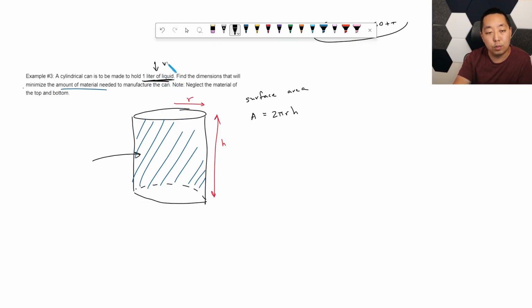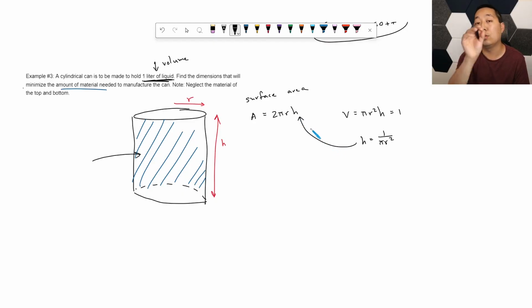This is a volume. This is how much it can hold, it can fill inside the can. So the volume of a can is the area of the circular base times the height. Right? So that's pi r squared times h, and that has to equal 1. Okay, and so what we can do is we can solve for h, say. You get 1 over pi r squared, and then plug that into here to get it in terms of 1 variable.